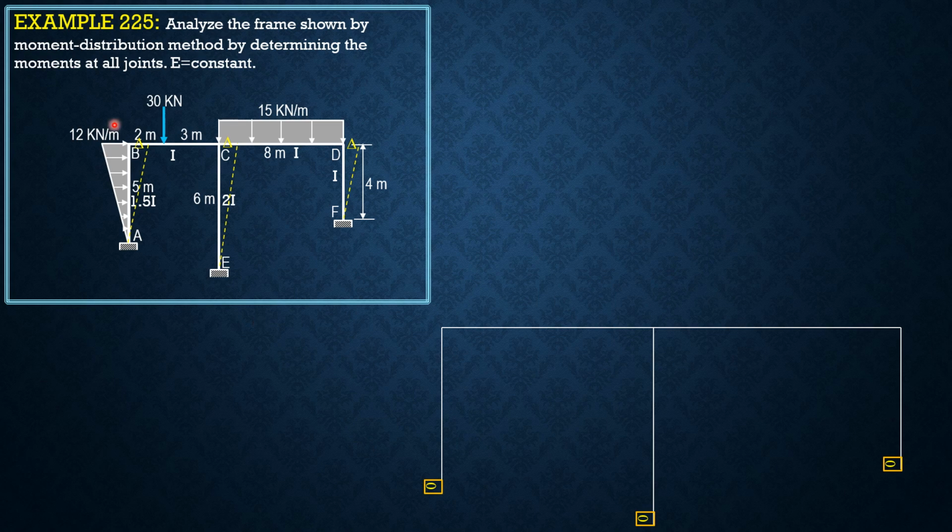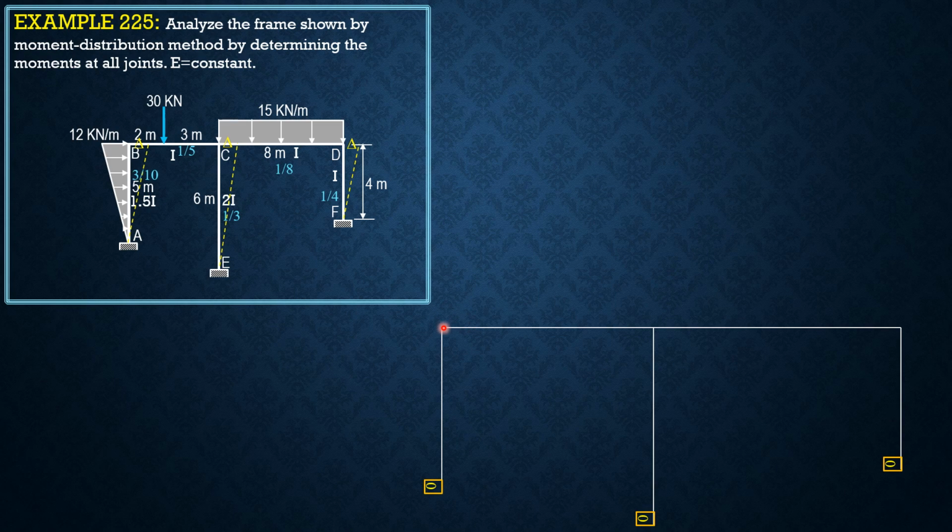So the relative stiffness of AB is 1.5 over 5, so that would be 3 over 10. The relative stiffness of BC is 1 over 5. CE is 2 over 6 or 1/3, while CD is 1 over 8. And DF or FD is 1 over 4.